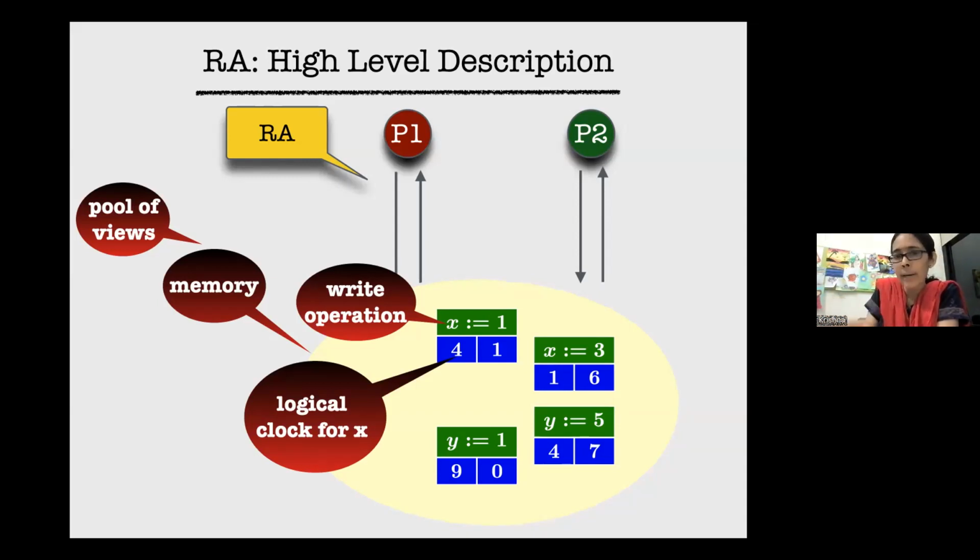Every message is either a write to X or a write to Y. So when I look at this memory pool, all I know is that I have seen two writes to X and two writes to Y. It doesn't tell me which process wrote; that is immaterial for me. It just tells me the value written as well as the logical clocks of all the variables at the time when the write happened. That is all I know.